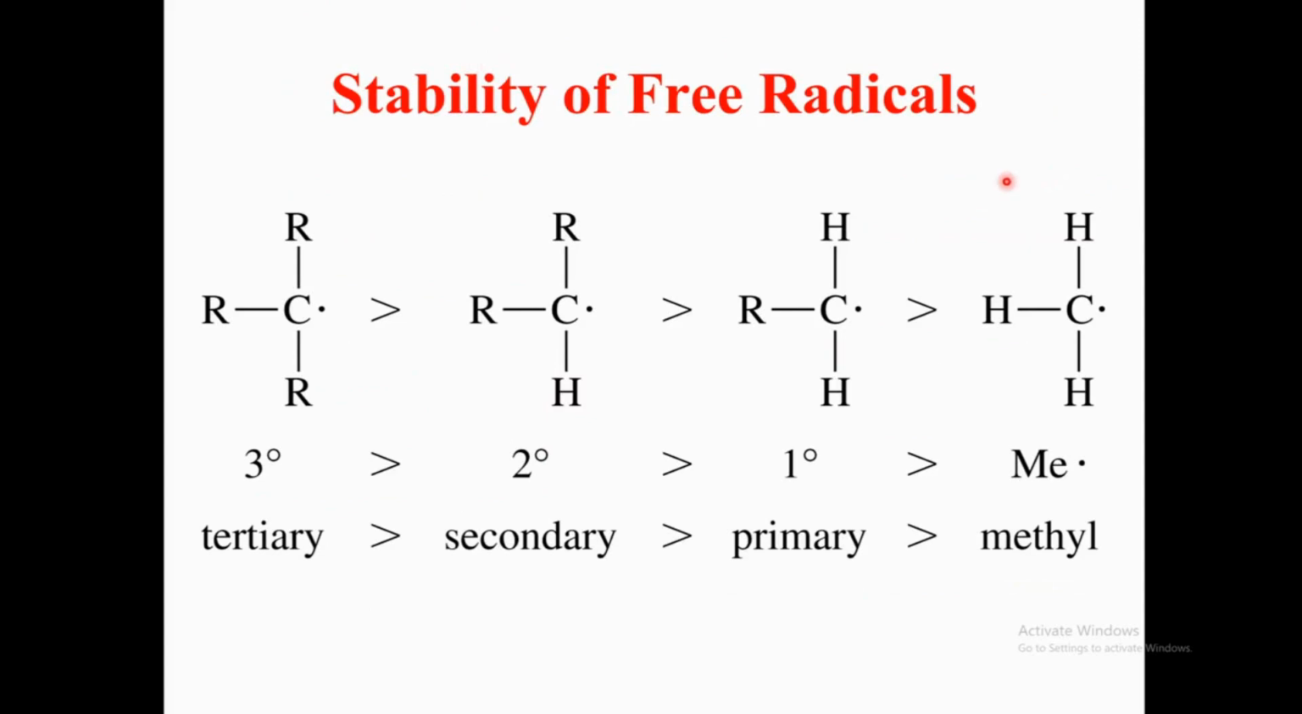Here is the stability of free radicals. A tertiary radical is more stable than a secondary. Secondary is more stable than primary. Primary is more stable than the methyl radical.